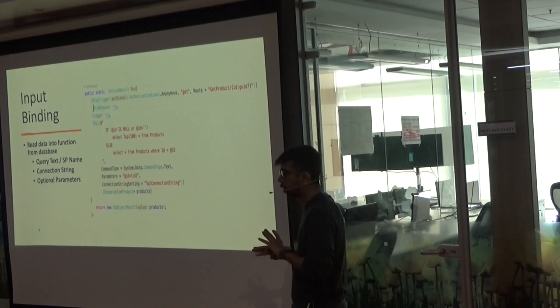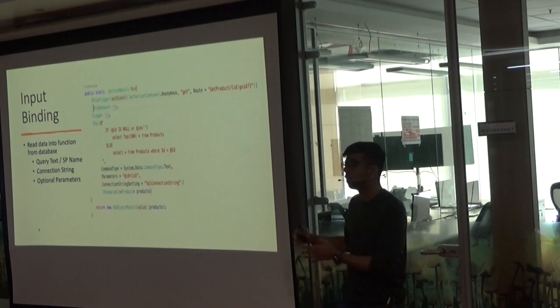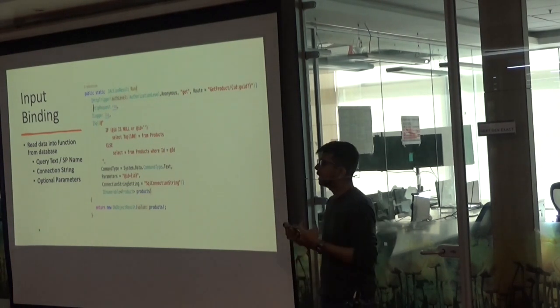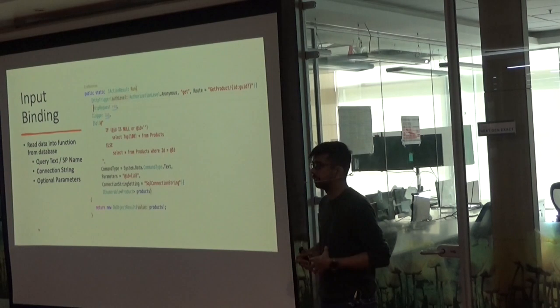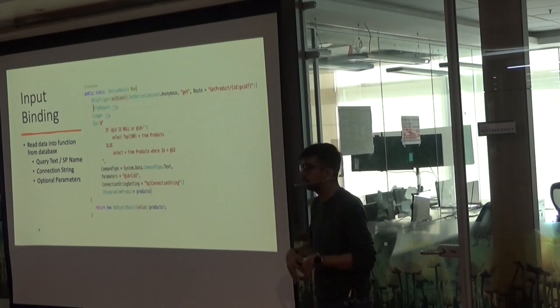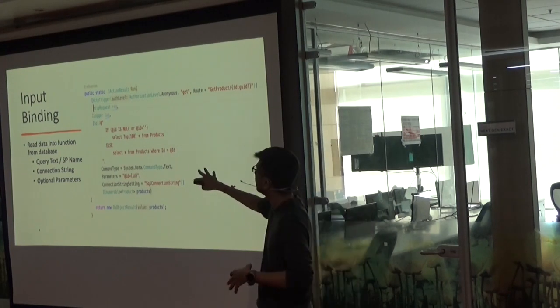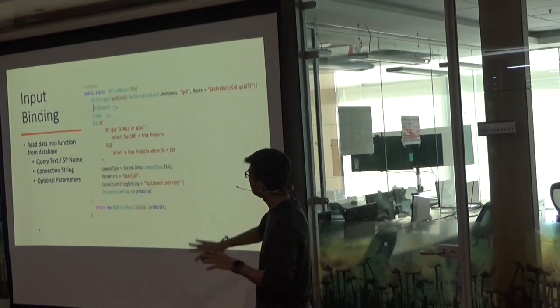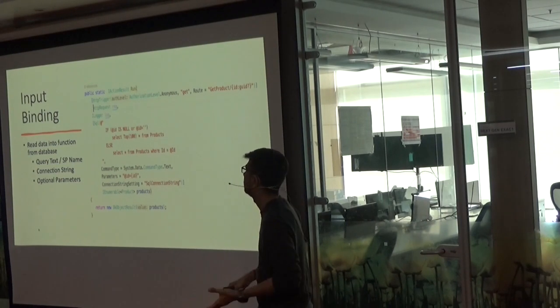Input binding, output binding is not new in Azure Functions. We have had bindings with Cosmos DB and SQL DB. Basically, you see it from the context of the Azure Function. So input means data is coming into Azure Functions, right? So that's the input binding: read data into the function, and now the session is on SQL, so it is from the database.